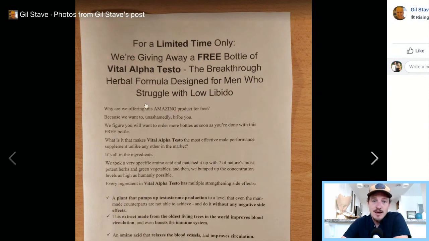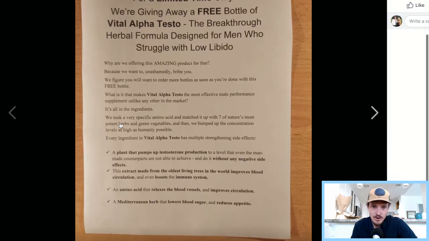For a limited time only, we're giving away a free bottle of Vita Alpha Testo, the breakthrough herbal formula designed for men who struggle with low libido. That's a good headline, man. As far as offer leads go, I'm not saying this is going to be the thing that wins for you versus another headline. But if people know what Vita Alpha Testo is, this is a good headline. So good job.